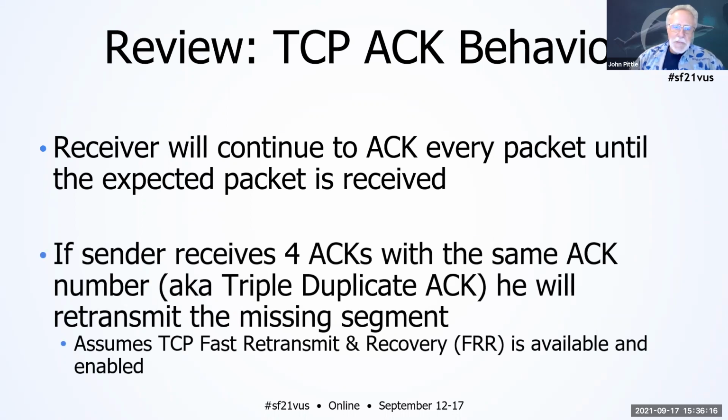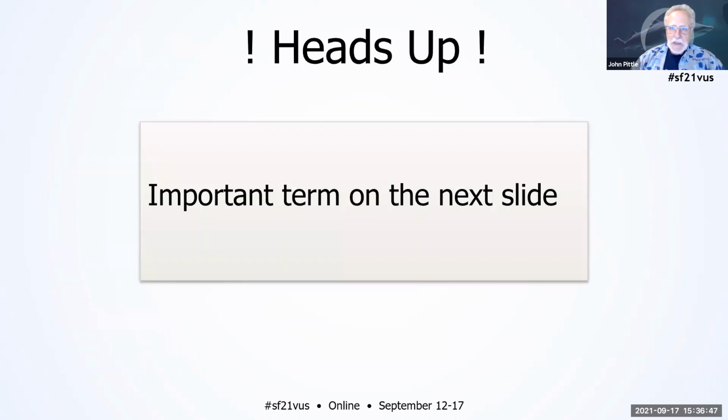And if TCP fast retransmit and recovery is turned on, after a sender receives 4 ACKs, the original plus 3 more, then the sender says, aha, there's something missing. I'm going to do a fast retransmit and retransmit the missing segment. So that's the normal expected TCP ACK behavior without SACK enabled.